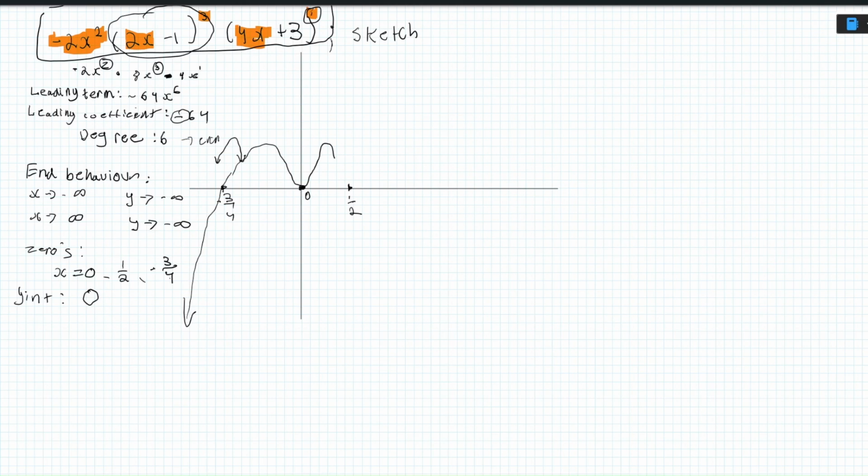Finally, we loop back towards 1 over 2 because this root comes from a cubic bracket. It has a multiplicity of 3. Watch closely now. The line flattens out as it crosses through the x-axis before heading down towards negative infinity, perfectly matching our end behavior.